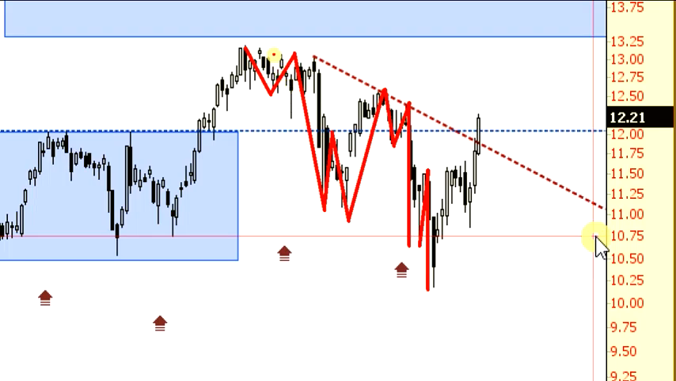So this could be a 1 and a 2 and a 1, and this could be a second 2. So as long as it doesn't go above this area right in here, then this could be a 2, and the next move could be substantially lower. So what I would do is look for a sell signal here with a stop above here.